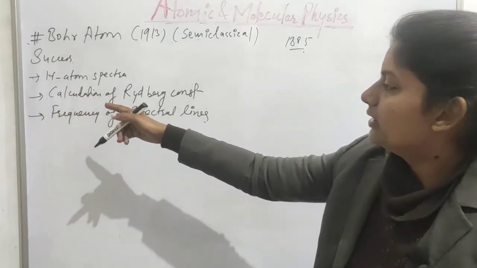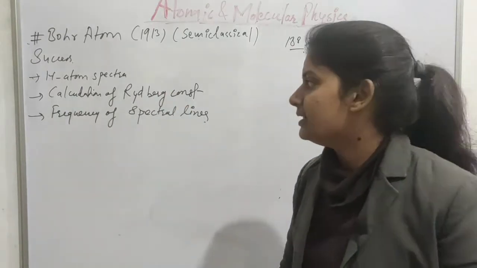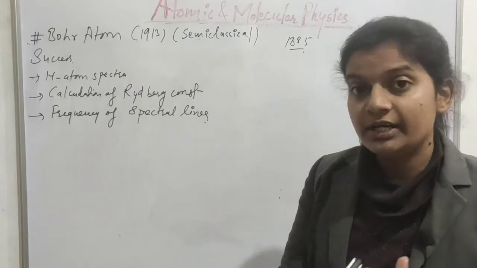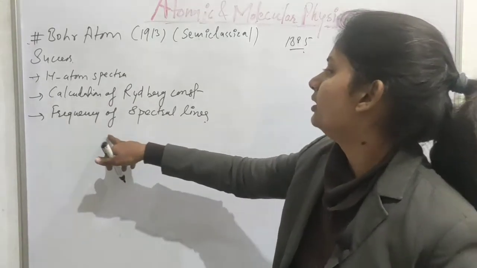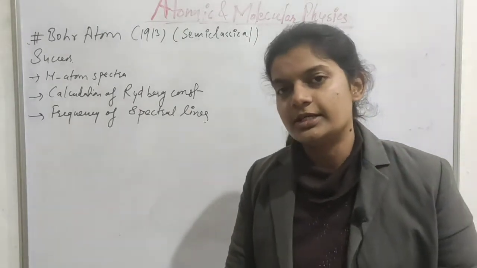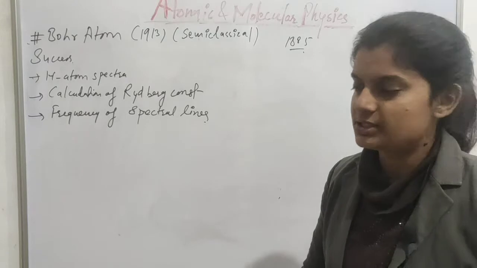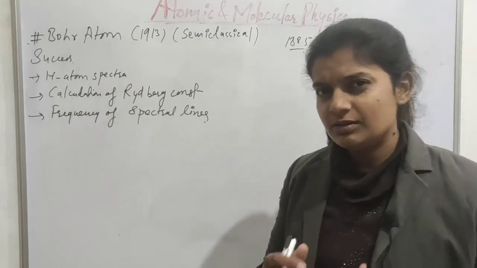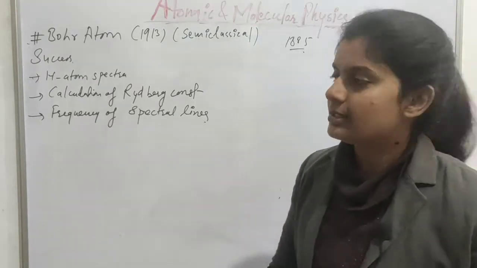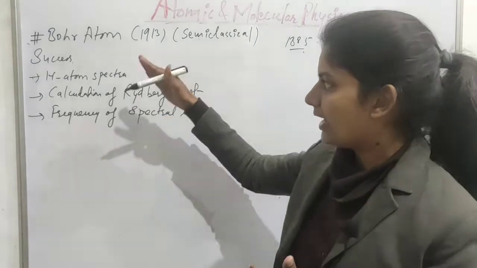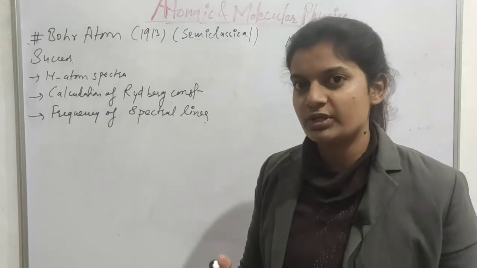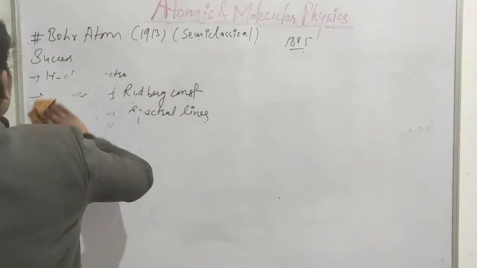Next, this model successfully calculated the value of the Rydberg constant R, which Rydberg was unable to calculate. Next, this model gave a formula for the calculation of the frequencies of spectral lines. Bohr assumed some postulates, and on the basis of those postulates he derived all these relations. So let us first write what the basic postulates given by Bohr were, one by one.